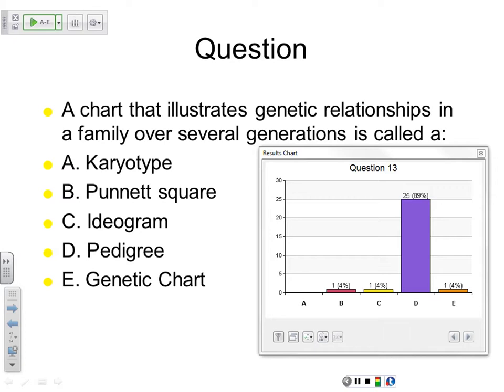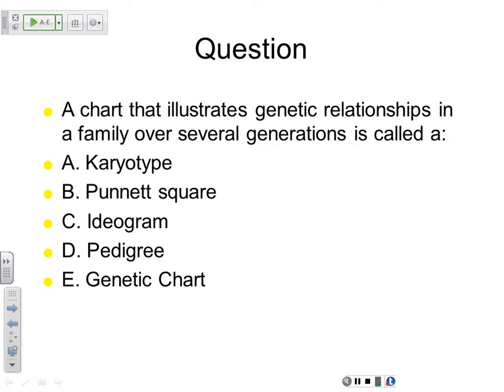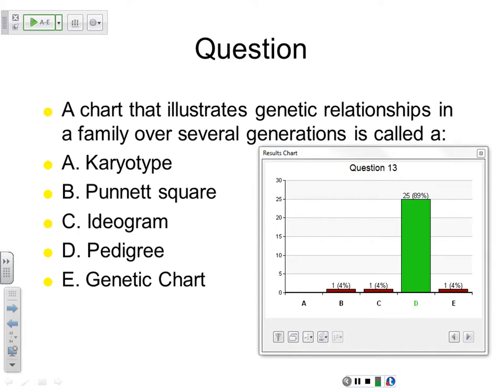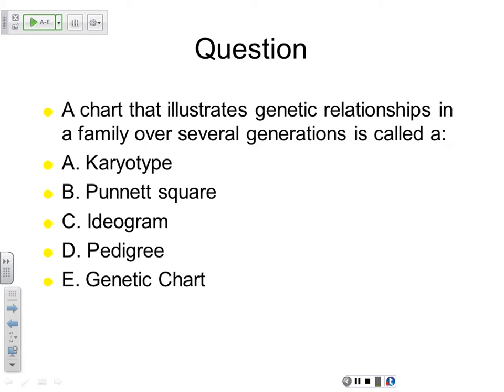Over several generations, we did a Punnett square, and we said it shows the probability of inheriting certain genetic traits. But the pedigree shows over generations how a trait could be inherited. I'll show you a pedigree, and we'll try to determine what is going on there. The correct answer, of course, is pedigree.